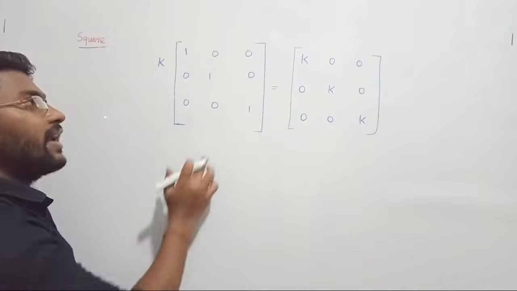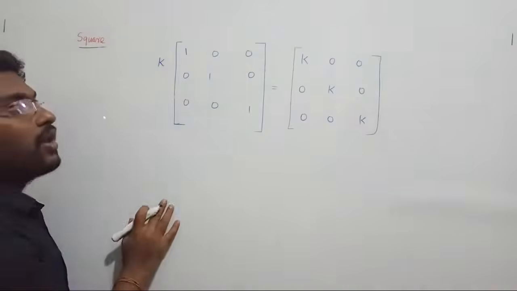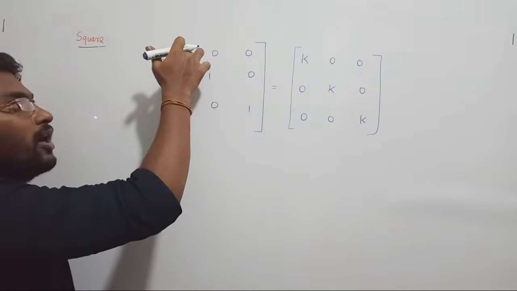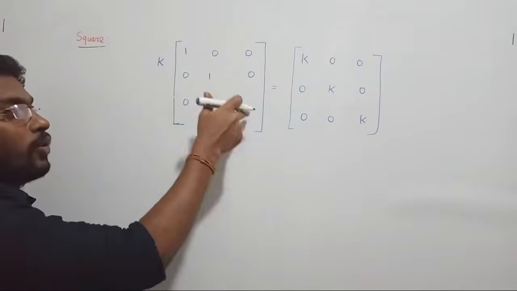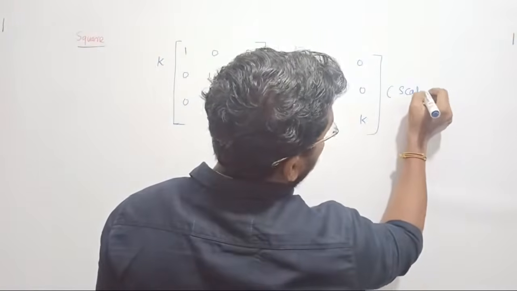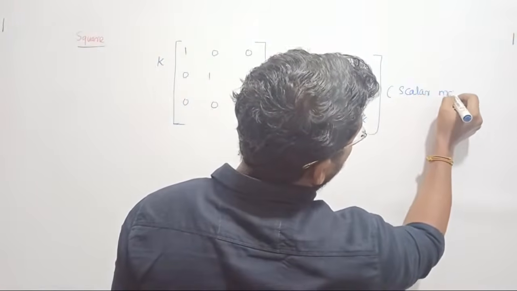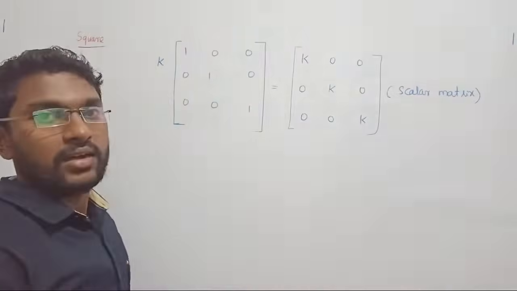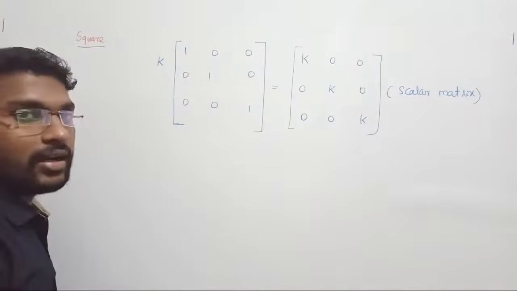But the luckiest thing is that many entries are 0 here. 0 into k is 0 only, 1 into k is k, like that. So this matrix is called a scalar matrix. Clear? So what is the conclusion here?